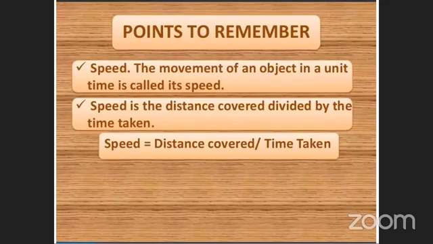Suppose from our school to Badarpur market, it may be 1 kilometer or 2 kilometers. That particular distance divided by the time taken, how much time it has taken, maybe 10 minutes, maybe 5 minutes. So this is the formula you can see on your screen. Speed equals distance covered divided by time taken. Okay, have you understood? If all of you have understood, raise your hand.